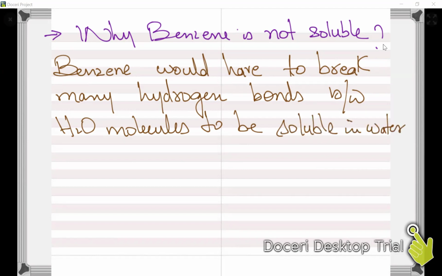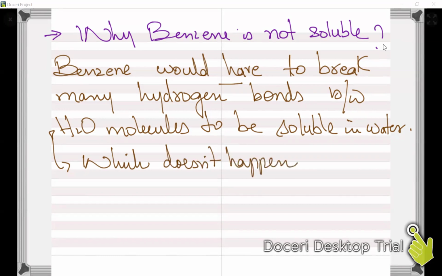So the like dissolves like concept is not there in your A2 chemistry course, but the question comes and you can answer it in this way. So benzene would have to break a lot of hydrogen bonds between water molecules to be soluble, to be a part of the water molecules, which does not happen. And why doesn't it happen? Because it's energetically unfavorable. A lot of energy is required.